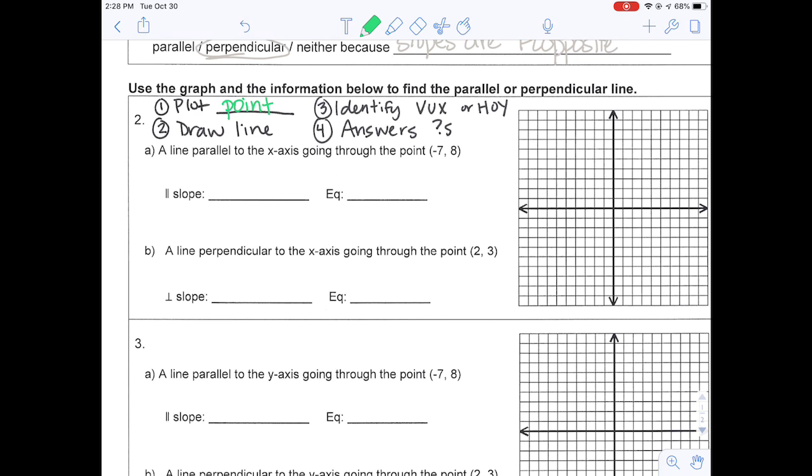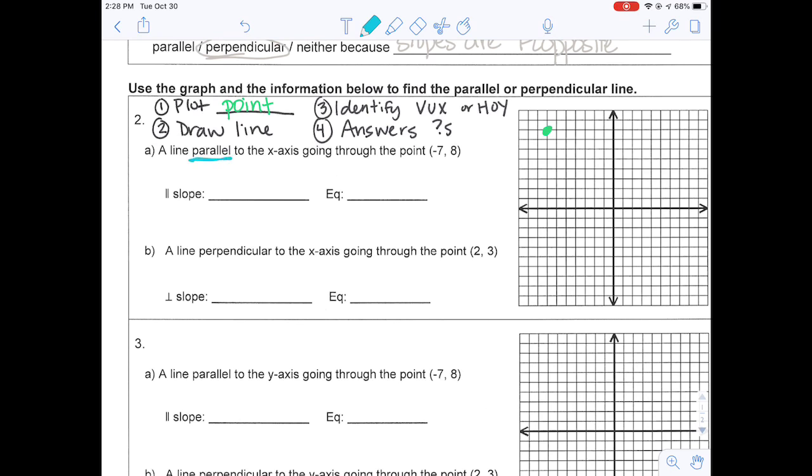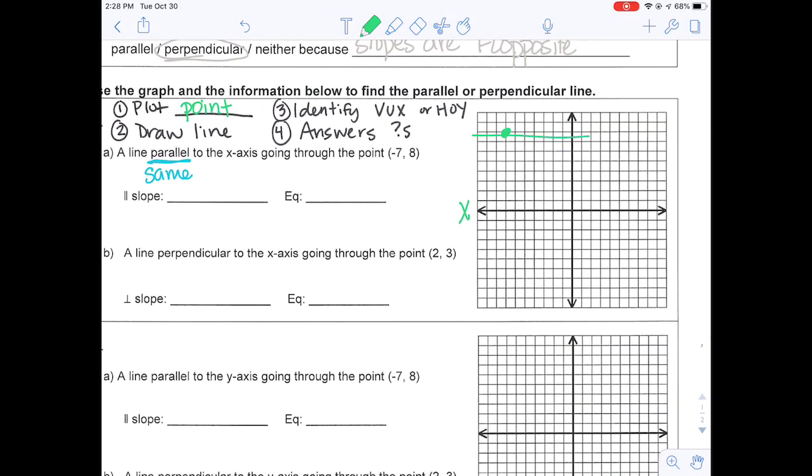So a line parallel to the x-axis going through the point negative 7, 8. So I'm going to go to the point negative 7, 8 and draw my line. Parallel to the x-axis means it is the same as the x-axis. So remember, this is your x-axis. So to be the same as the x-axis, it needs to look just like the x-axis. So this is all in green. So I'm going to keep it all in green for you. So when I draw this line, I can identify that this is a Hoy. It's a horizontal line. Horizontal lines have a slope of 0, and my equation is y equals the y from my point.